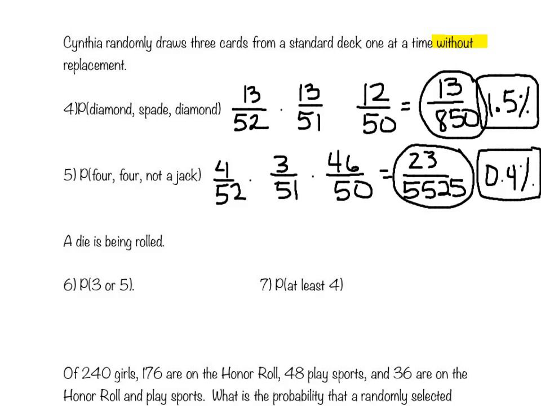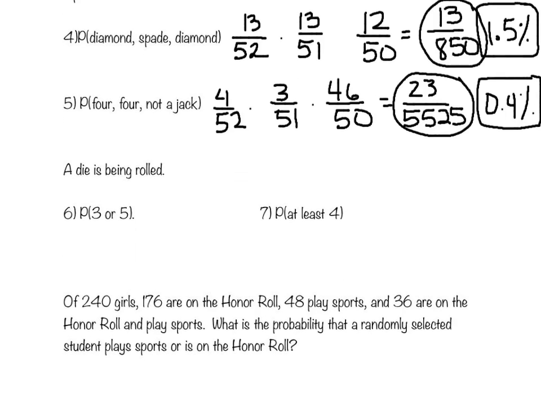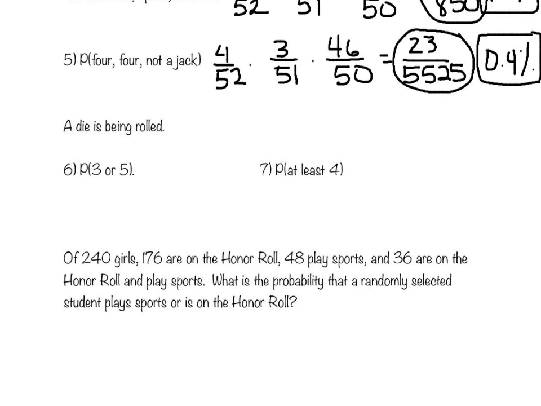All right, let's continue. A die is being rolled. Okay? So, what is the probability that you will roll a 3 or a 5? A 3 or a 5. Well, this event, it's mutually exclusive. You can't roll a 3 and a 5 at the same time.